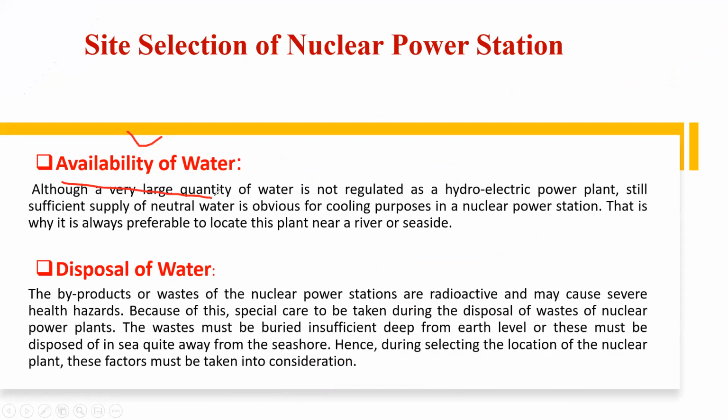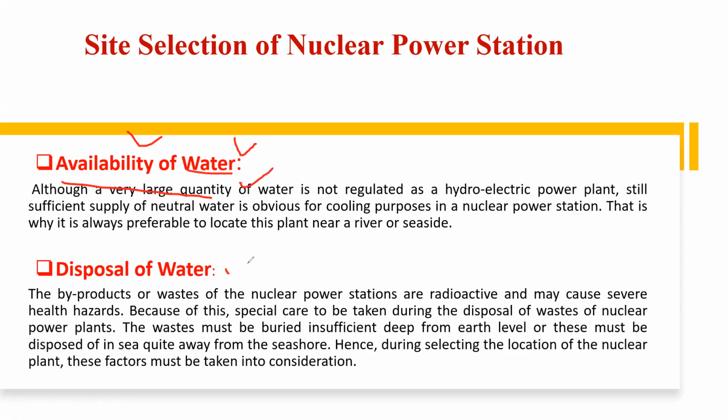As we see, for the cooling systems we require water, so availability of water is very important for the cooling purpose. A nuclear power plant requires less water than a thermal power plant, but availability of water is very important for the cooling purpose. Okay, this is the first point.